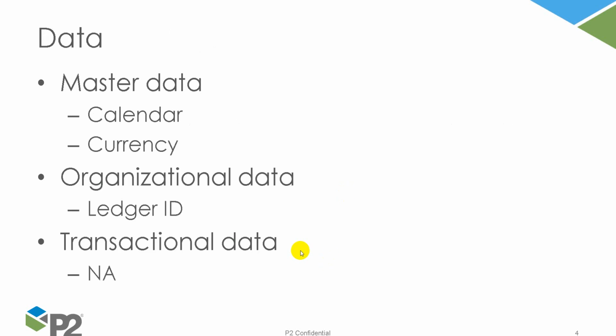As for the data involved, we need to know the calendar we're going to use for the segments we define. And we need to know, of course, the currency that we're going to add, and also the reporting currencies that have been set up in the system. We also need to know the ledger ID so that we can create these segments for that ledger ID.